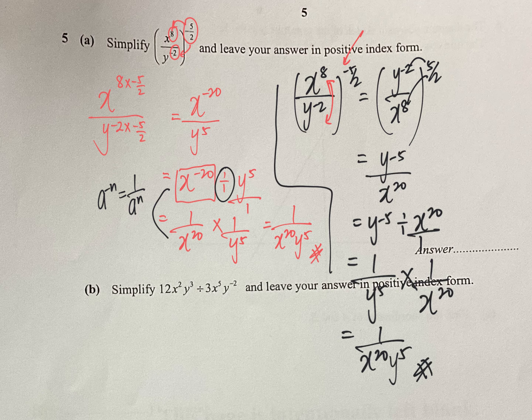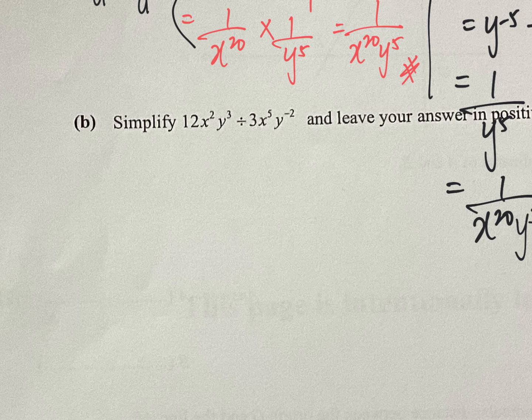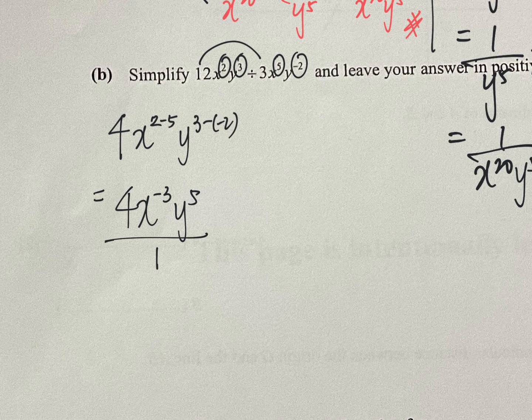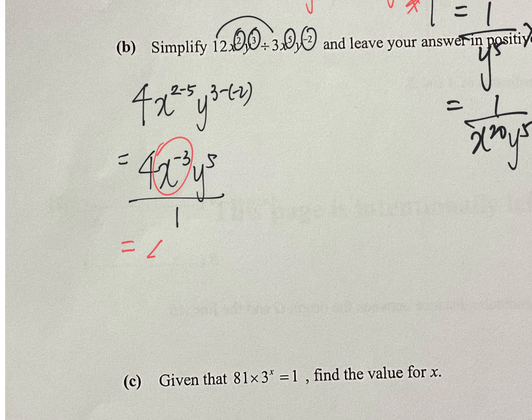No, when you flip, it's the bottom one. You're supposed to bring the y up, but the x you don't touch. No, the x you cannot touch. It's a few times already. 12 divided by 3, 4. x squared minus 5. y cubed minus negative 2. So you end off with x^-3, y^5. So how to make it positive? This is a whole number, right? So only the one that is negative, you bring it down and make it positive. The rest, don't touch.